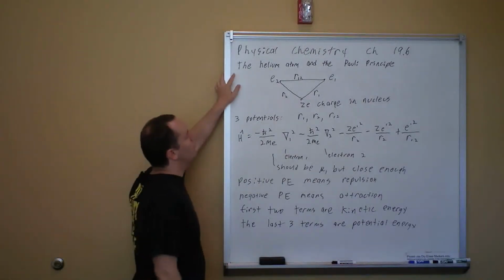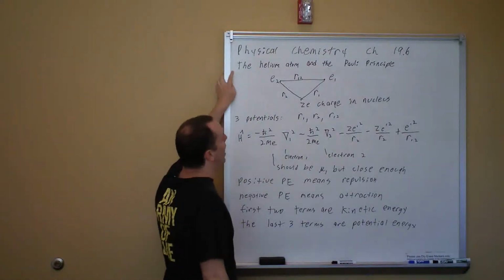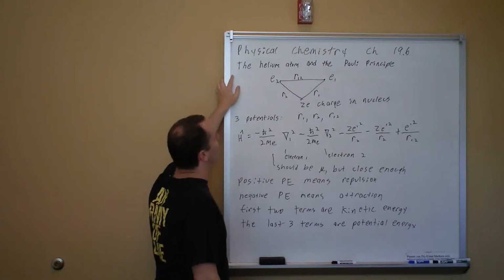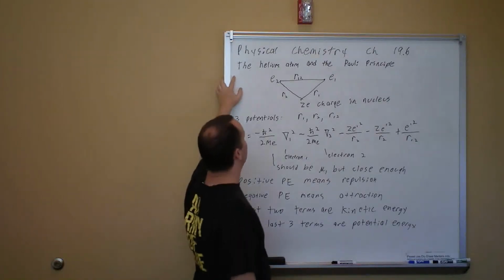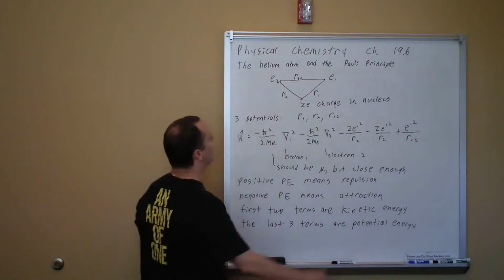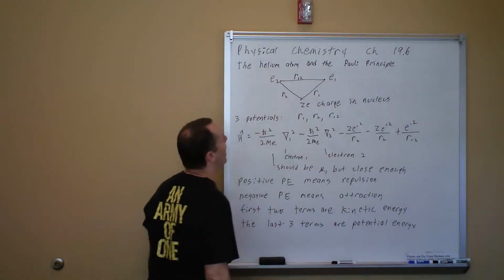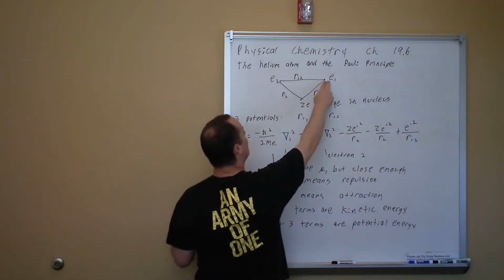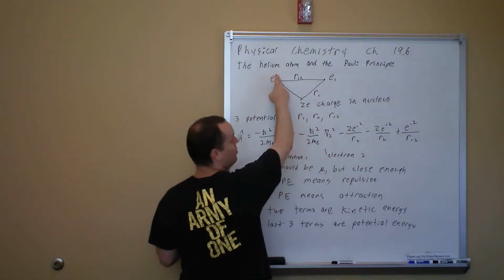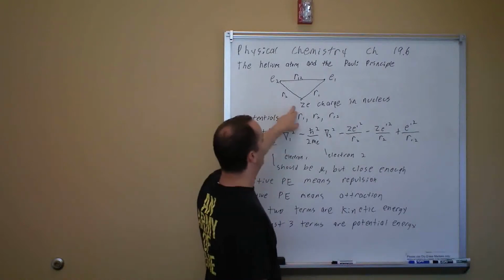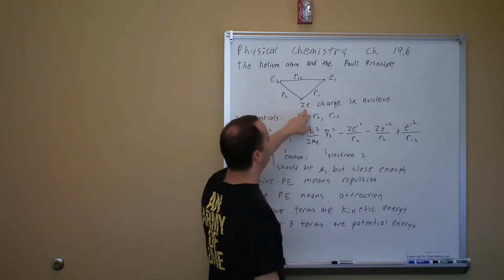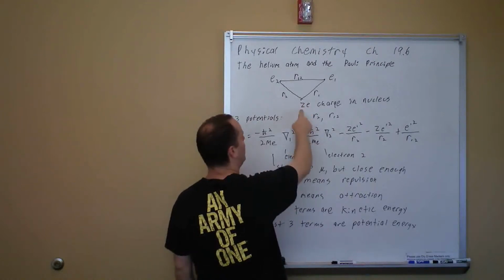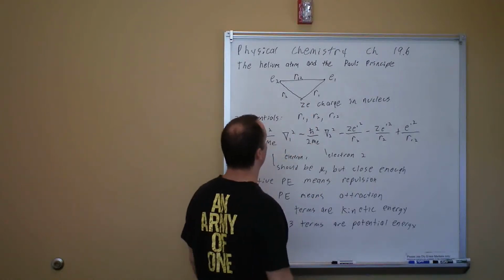Continuing on physical chemistry, chapter 19, we're in section 6 now. So we've been talking about electrons and the hydrogen atom. Now we're going to talk about the helium atom and the Pauli principle. So this is a simplified diagram of a helium atom at any one time. You have electron 1 somewhere, you have electron 2 somewhere else, and then in the third location, you have the nucleus, which has charge Z times e. Z would be 2 in the case of helium, obviously.